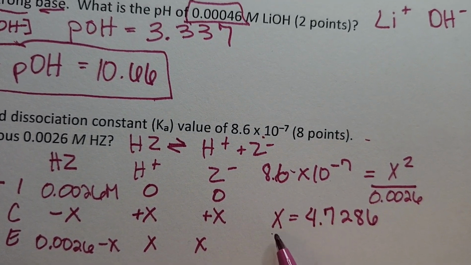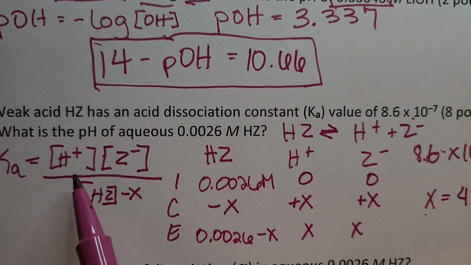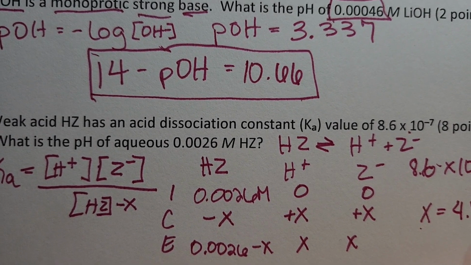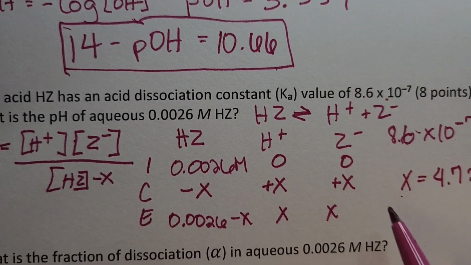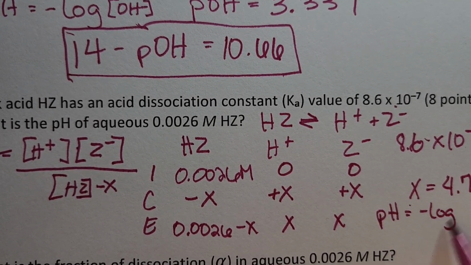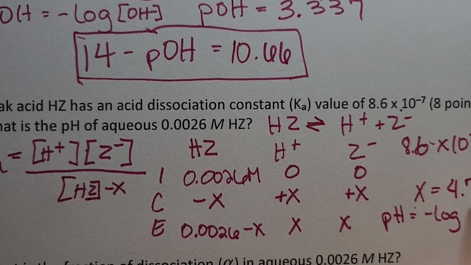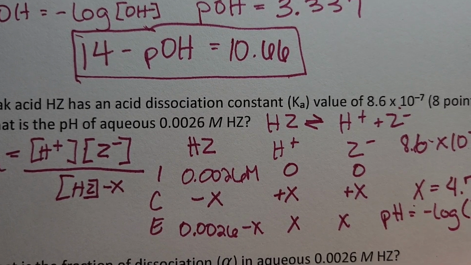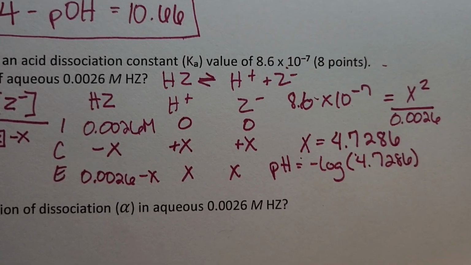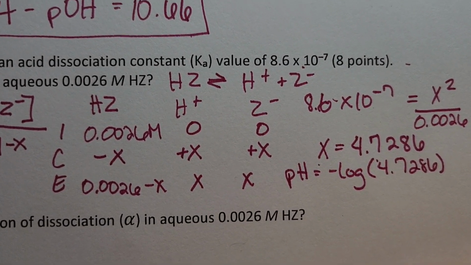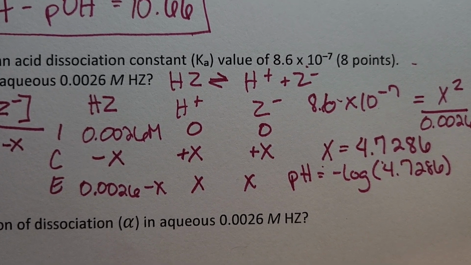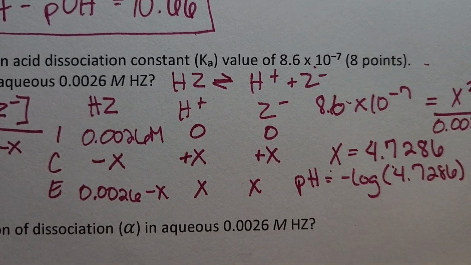Now remember, our x value is also our hydrogen ion value. So we're going to plug this into our pH equation. If you'll remember, pH is equal to the negative log of our hydrogen ion concentration, so that's going to be 4.7286, and I am keeping more significant figures than is strictly necessary, and I'm going to round at the end, and that way that just decreases the amount of errors that you have.